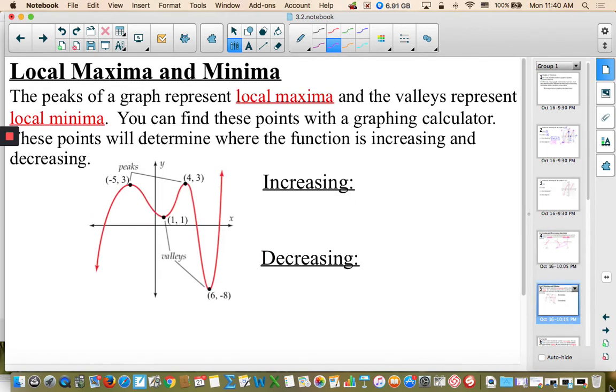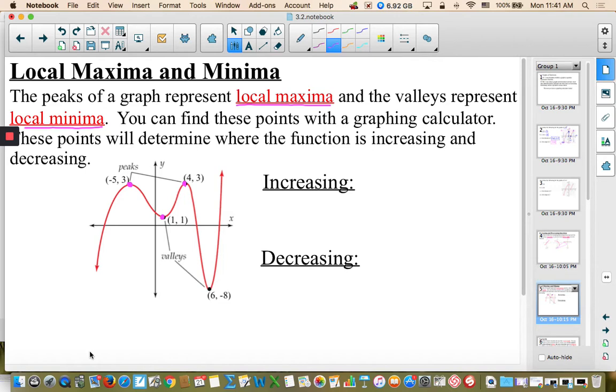Finding maxima, minima. The peaks of a graph represent the local maxima, and the valleys represent the local minima. Let's just pause there and look at this graph. These would be the peaks. These are the local maxima. Maxima is just the plural for the word maximum. And this valley right here represents the local minimum.